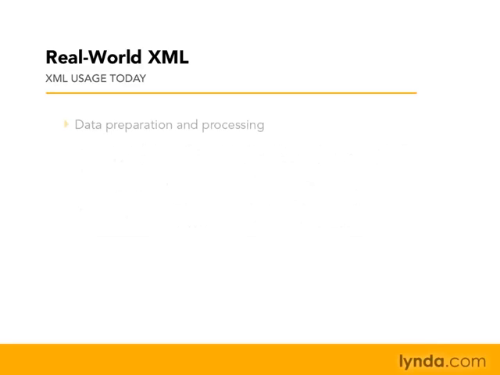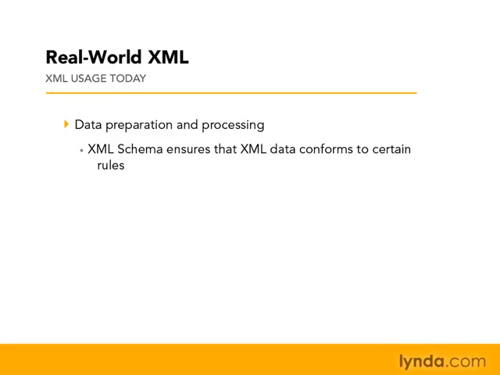In the data preparation and processing area of usage, you take the XML data that you've been given and prepare it for presentation and process it further. So, for example, if you have an XML file that represents a series of products or items, and these items might have prices, you might do some data preparation or processing to run through all the tags and add up all the prices to arrive at a total, for example, or count the number of items in a file for some reason.